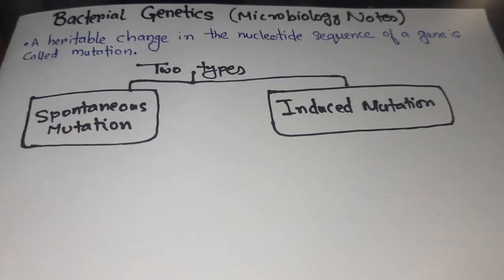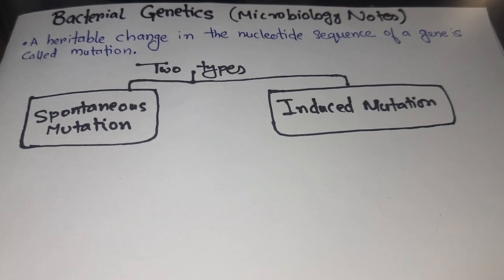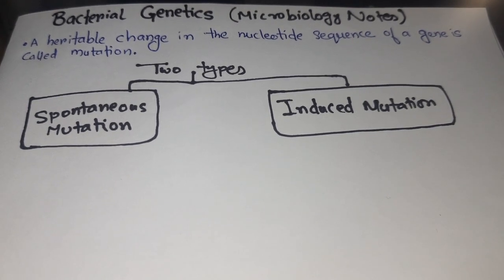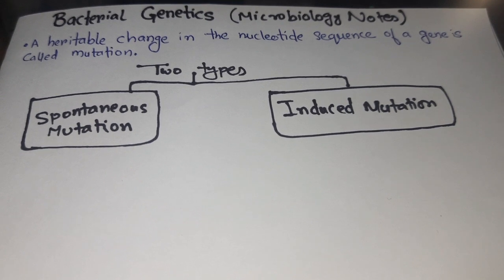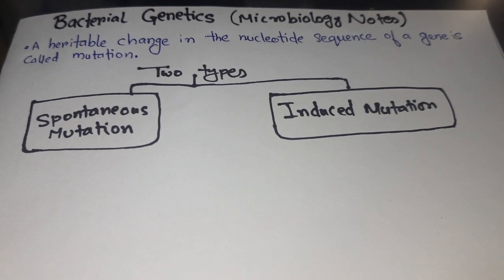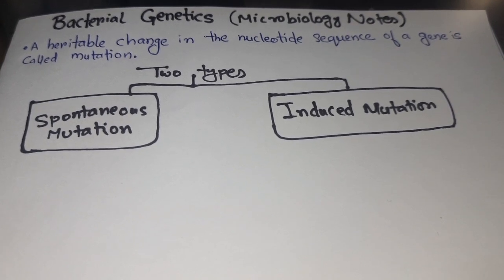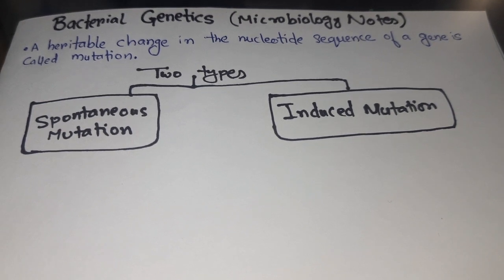Mutations are of two types, spontaneous and induced. Spontaneous mutation occurs naturally, about 1 in every million or 1 in every billion divisions. It is not that common, and is probably due to a low level of natural mutagens present in the environment. So mutation has a lot to do with the environment. With changes in environmental factors, we get to see mutations.